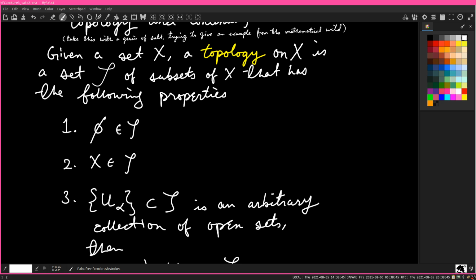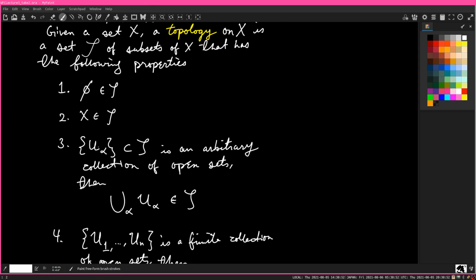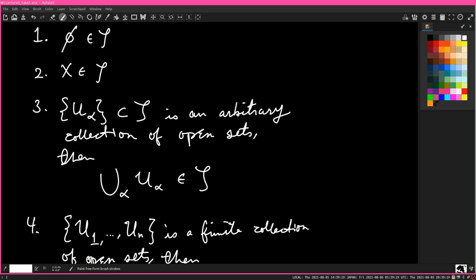Okay, number one, the empty set is in the topology. Number two, the whole set is in the topology. Number three, if you have an arbitrary subset of the topology, so by that it can be finite, countable, or uncountable. So we're talking about stacking an infinite set of infinite subsets of an infinite set. So you're stacking infinite on top of infinite, which is where you run into problems trying to do mathematics, trying to actually compute things in math.